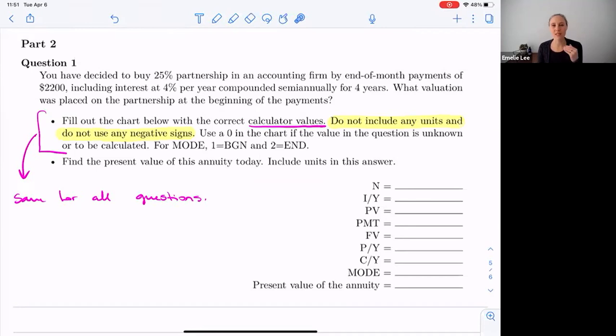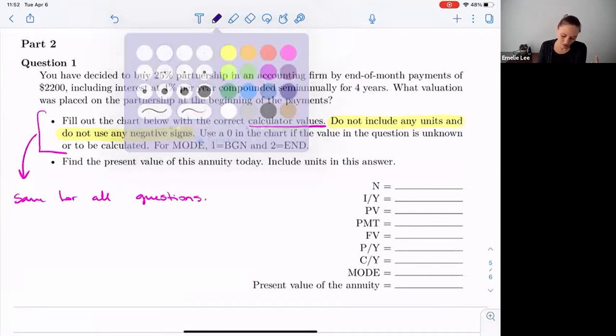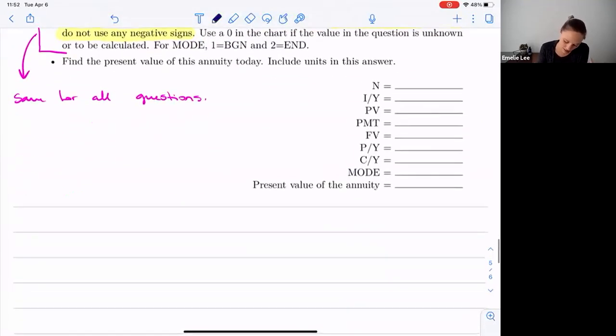You can, as an exercise, try to figure that out. Sometimes it won't even say, sometimes it'll just ask you the question down here: find the present value of this annuity today. So what we're doing is making end of the month payments. So the first thing I can jot down is the mode, right? The mode is at the end, because the mode is when the payments are being made.